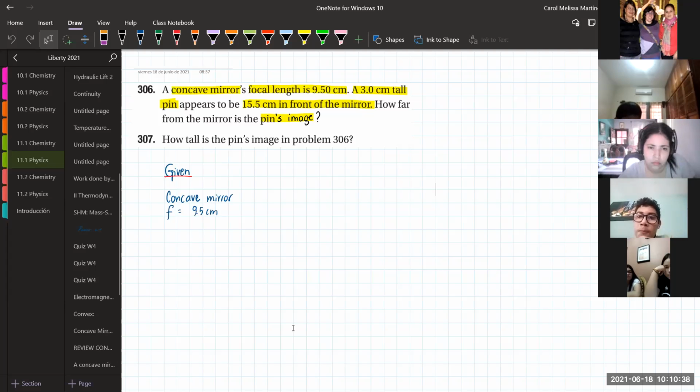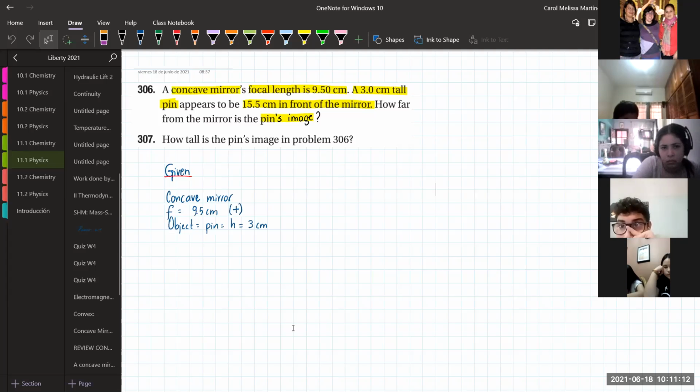Concave mirrors have positive focal length. Remember? The focal length for concave mirror is positive, but for convex mirror is negative. A 3 centimeters tall pin, they're telling me about the size of the object. So the object, we know that it is a pin, and it has a size of 3 centimeters tall. And then it says that the object, that pin, is located at 15.5 centimeters from the mirror.